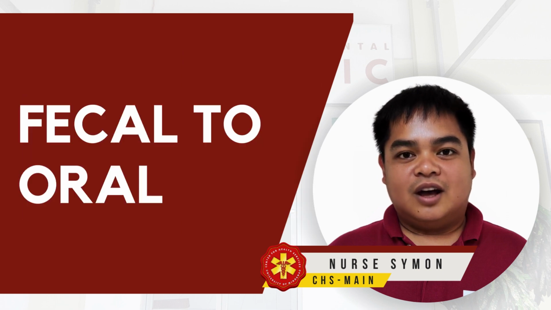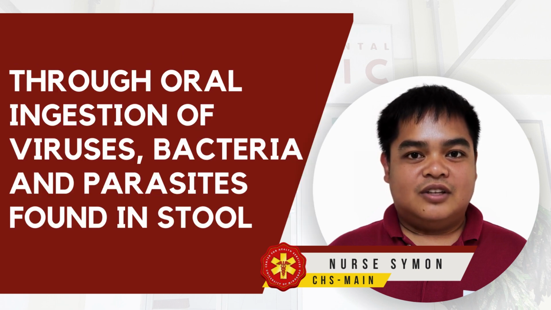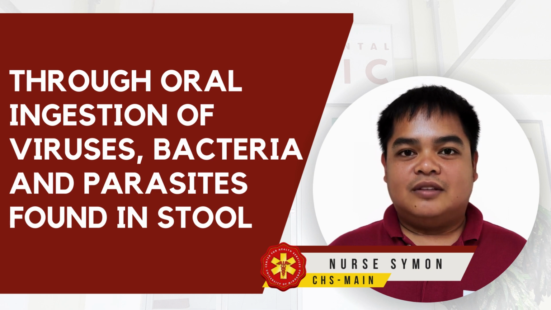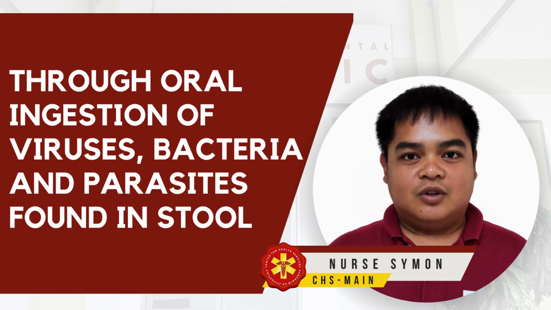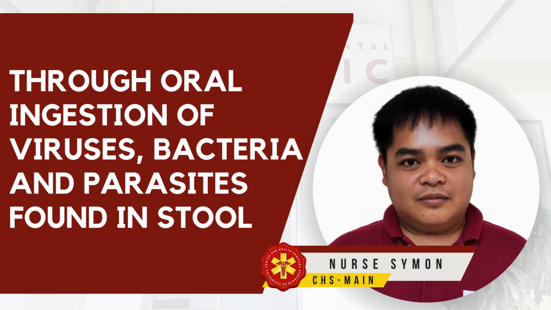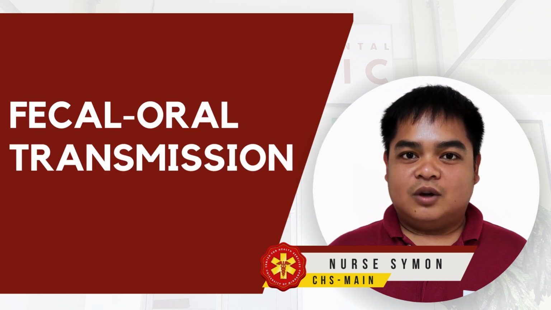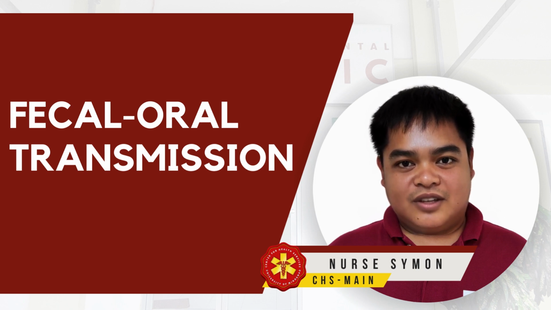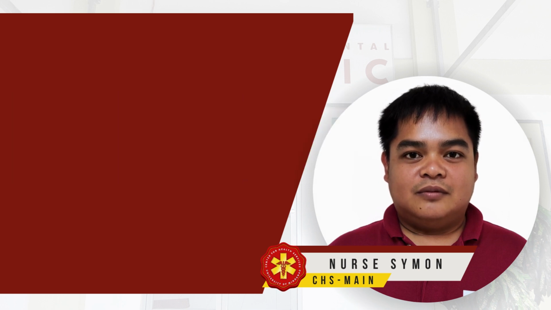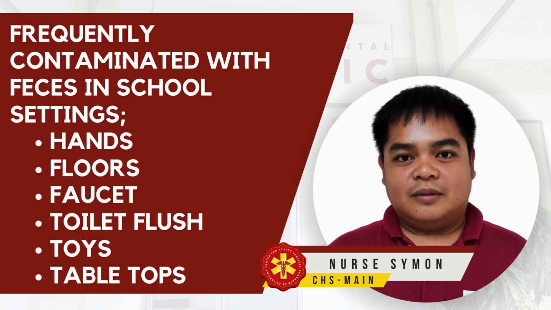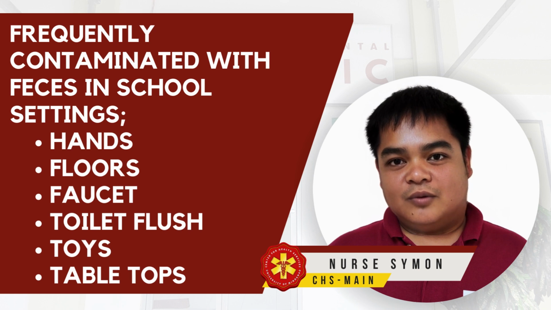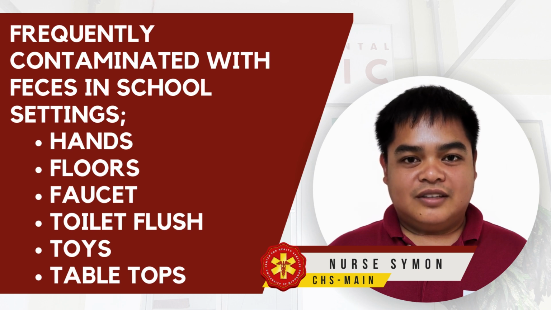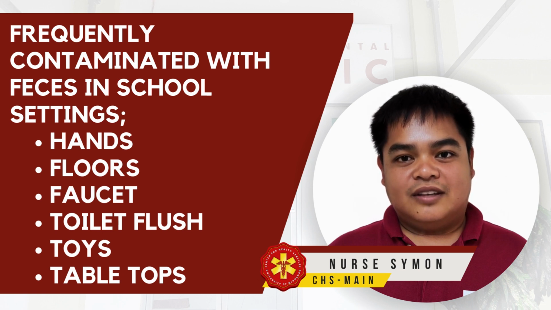Number 2 is fecal to oral. Intestinal tract infections are occasionally spread through the oral ingestion of viruses, bacteria, or parasites that can be found in the stool of an infected person or animal. This type of transmission, known as fecal-oral transmission, occurs when objects contaminated with microscopic amounts of human or animal feces are inadvertently placed in the mouth. In schools, the sites most frequently contaminated with feces are hands, classroom floors, faucet handles, toilet flush handles, toys, and tabletops. Fecal-oral transmission can also occur when food or water contaminated with microscopic amounts of human or animal feces is consumed.